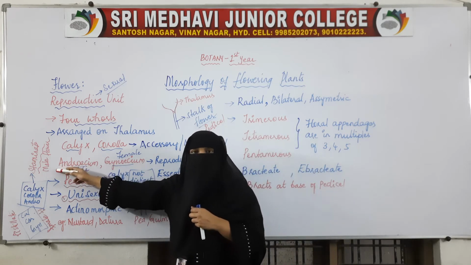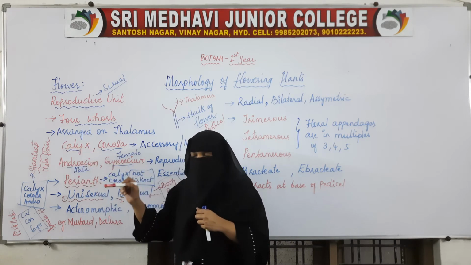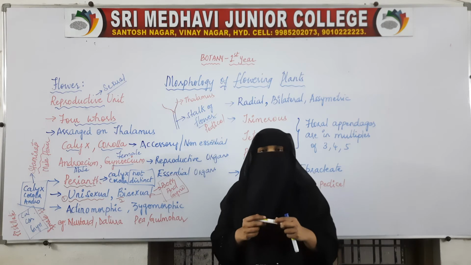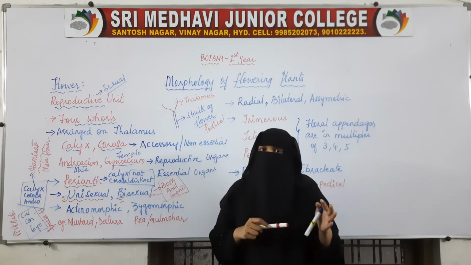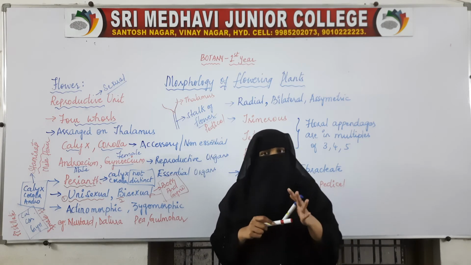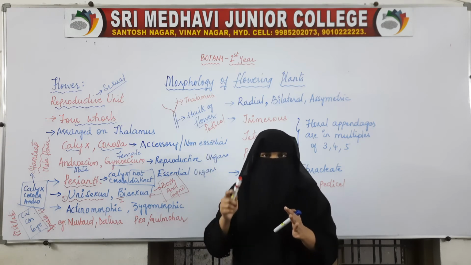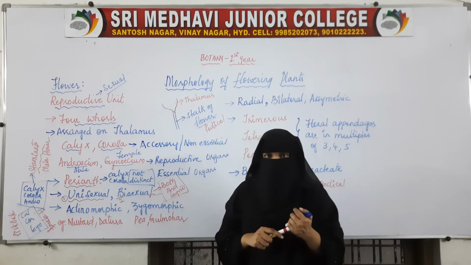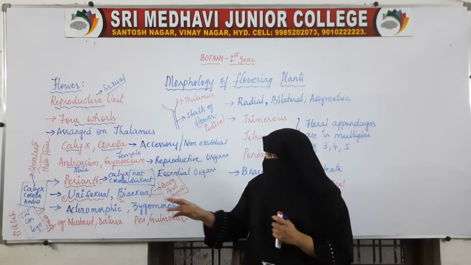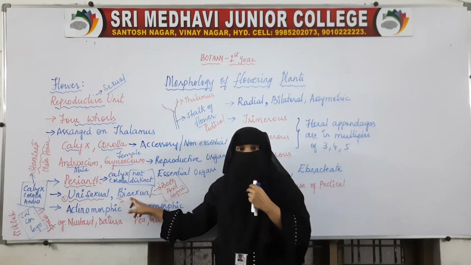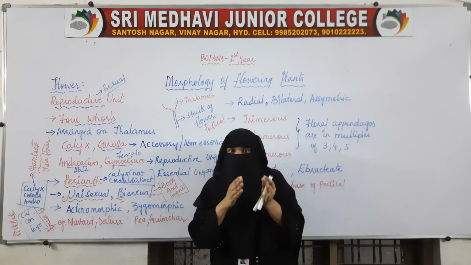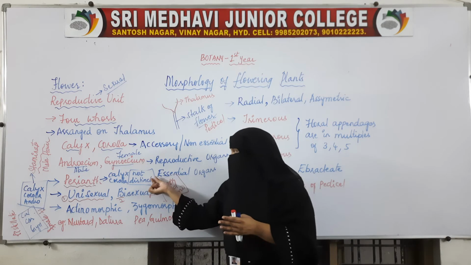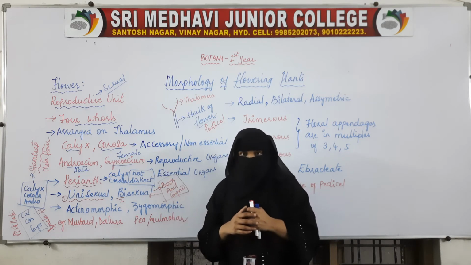In a unisexual flower, if only androecium is present, then that flower is called a staminate flower or male flower, and if only calyx, corolla and gynoecium are present, then it is called a pistillate flower or female flower. So a flower can be classified as unisexual and bisexual based on the number of reproductive organs.